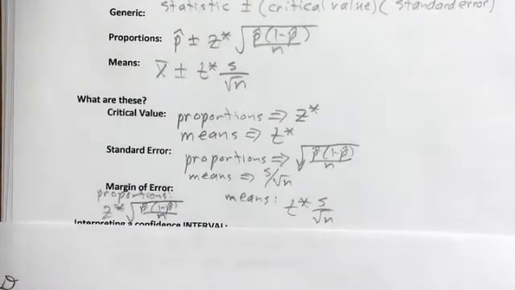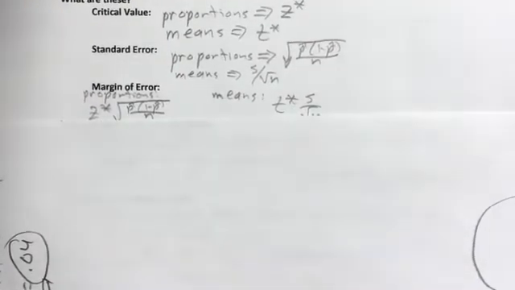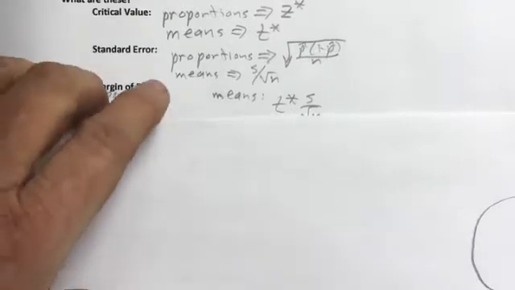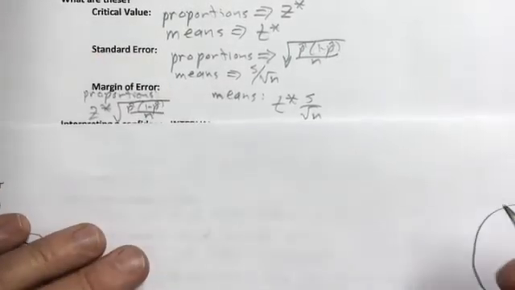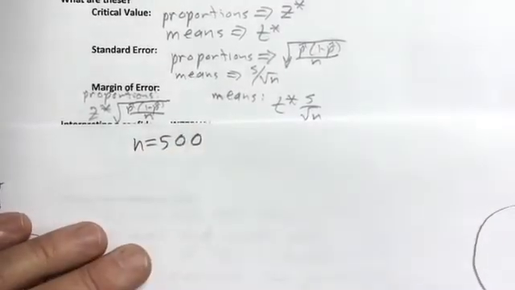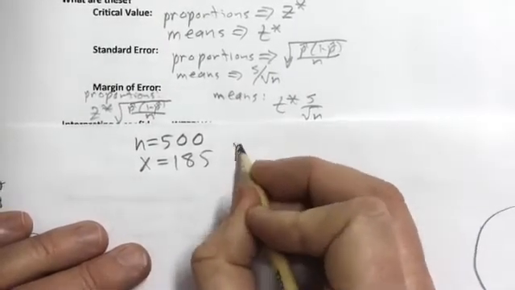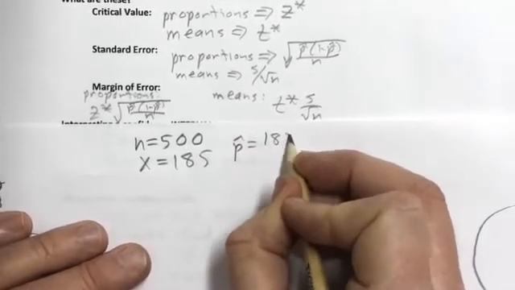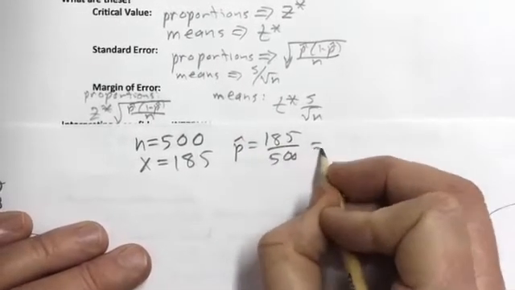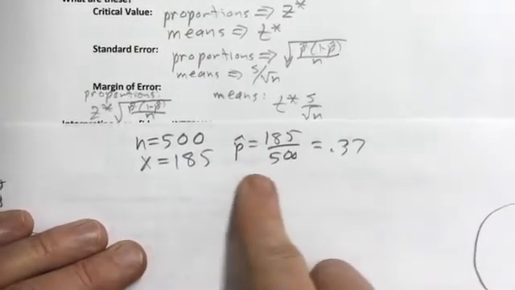But what the heck, let's make a confidence interval. Let me show you how you would make a confidence interval with that proportion that we did before. Let's pretend we take a sample of 500 people and ask them whether they are going to vote for a particular candidate, and we get 185 say yes. So our p hat is equal to 185 out of 500, which is equal to 0.37. That's our p hat, that's our estimate.